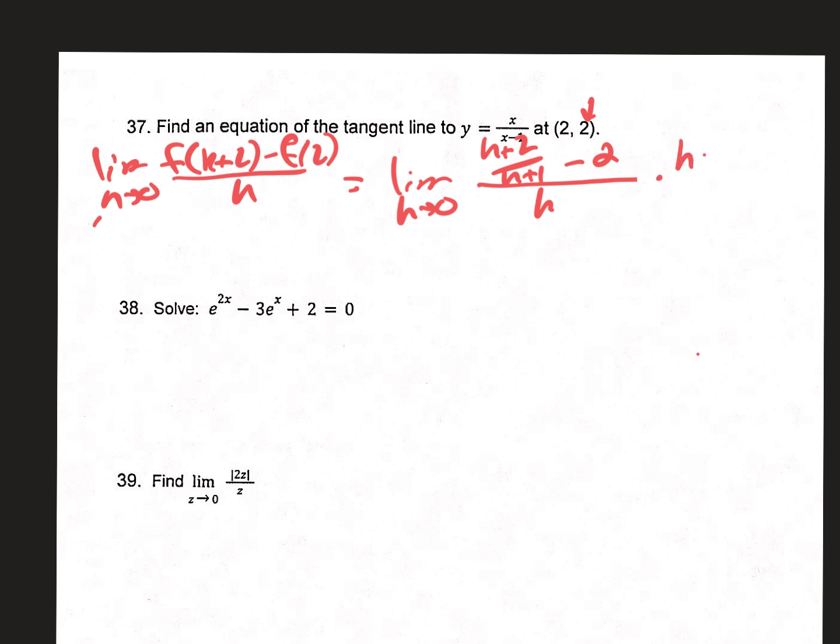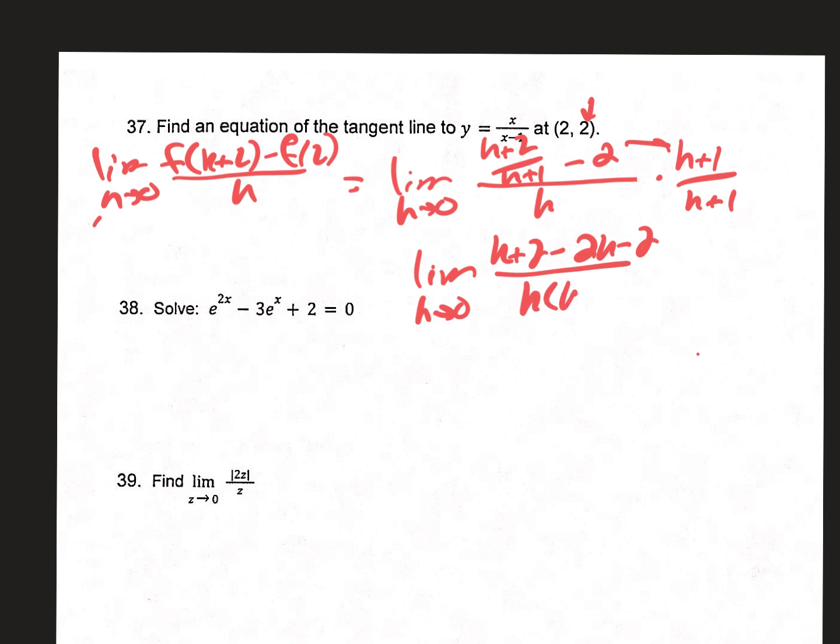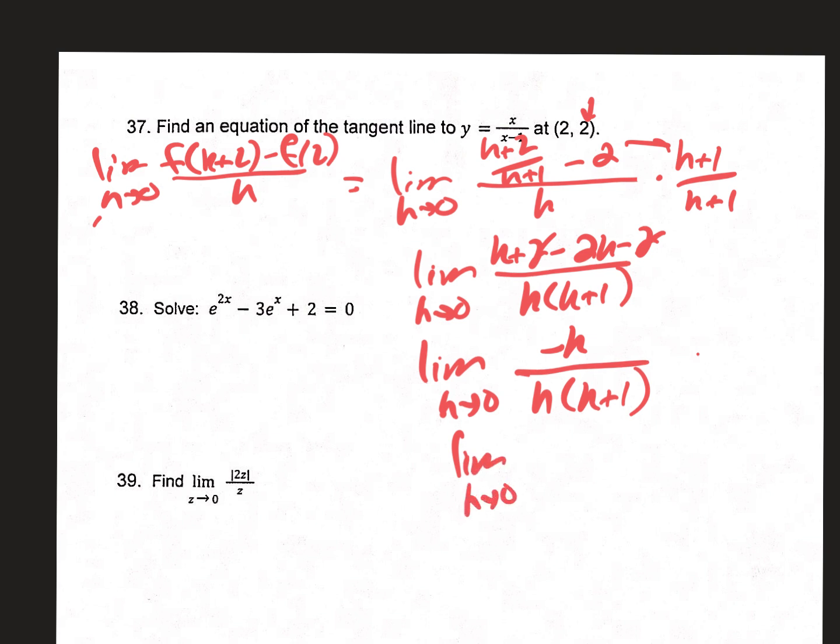So what I've got to do is multiply to get rid of the fraction in the fraction, multiply by the denominator, which is h plus 1. That gives me h plus 2 minus 2 times h plus 1, which would be negative 2h minus 2. And my denominator has an h and an h plus 1. Keep on going. My 2's up here are going to cancel. h and minus 2h is negative 1h over h plus 1. Now I can cancel my h's, so I get the limit as h goes to 0 of negative 1 over h plus 1.